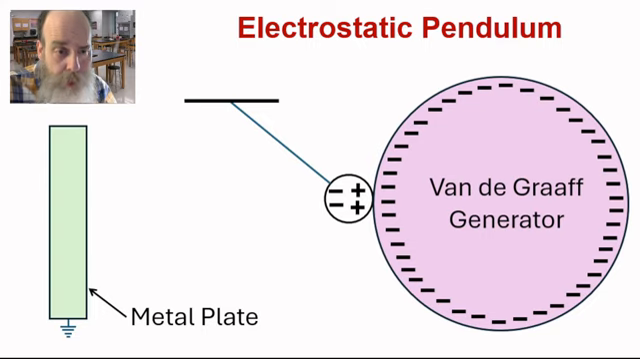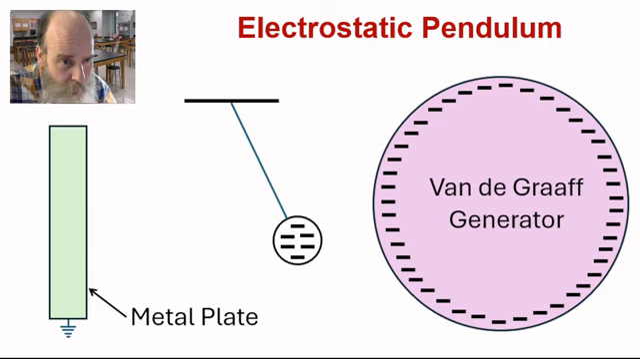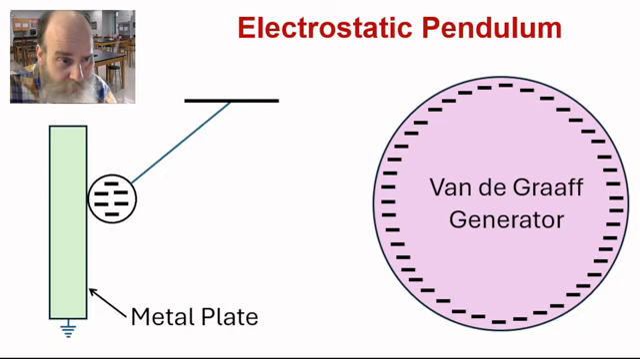At this point, electrons flow from the generator into the metal ball, and the metal ball becomes negatively charged. Now there is a force of repulsion on the metal ball. The force is directed towards the left, towards the metal plate. It starts moving towards the metal plate. Eventually, it makes contact with the metal plate, and then its electrons move into the ground. The metal ball is now uncharged.